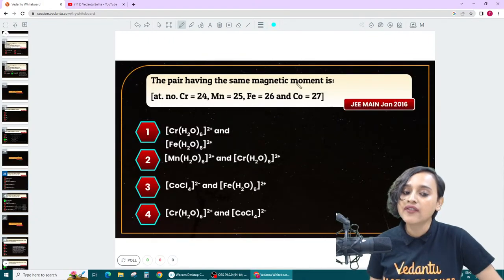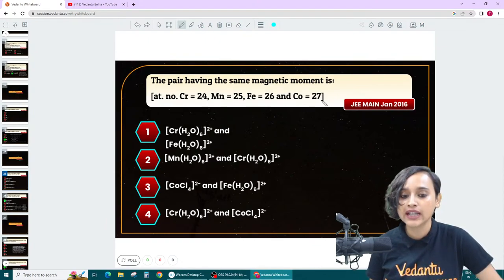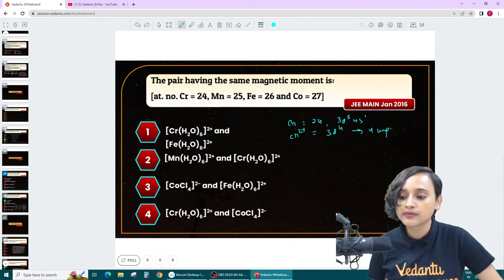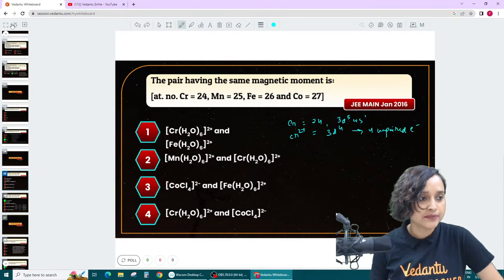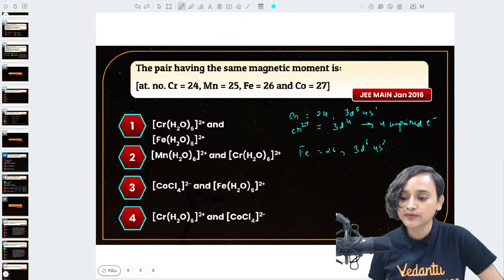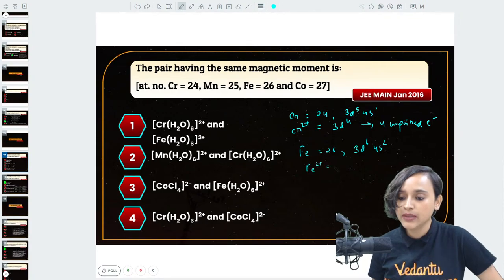The question is, the pair having the same magnetic moment is, atomic numbers: chromium 24, manganese 25, Fe 26 and Co 27. So Cr is 24, which means 3d5 4s1, correct? And it says Cr2+, that means it will be 3d4. That means four unpaired electrons. Am I correct? Yes, four unpaired electrons. Now check it out. Fe is 26, which means 3d6 4s2. Now Fe2+ means 2 electrons gone, so 3d6.